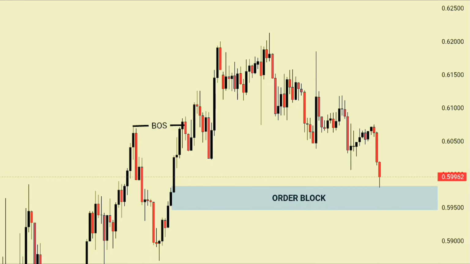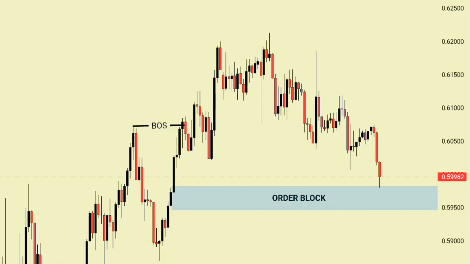Order blocks act like powerful demand regions. When the market returns to this area, it usually reacts strongly because unfulfilled buy orders are still resting inside this zone. In smart money concept trading, we never enter at random. We always wait for the market to return to an order block before looking for a buy opportunity.